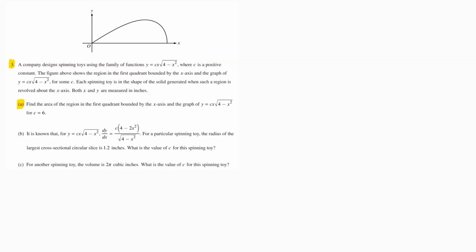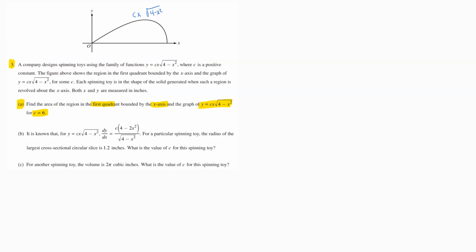So part A is telling us find the area of the region in the first quadrant bounded by the x-axis and the graph y equals c times x times the square root of 4 minus x squared. And then they're telling us, at least on this one, that c is equal to 6. So what we know right now, this graph up above, this is that graph. This is that cx square root of 4 minus x squared.